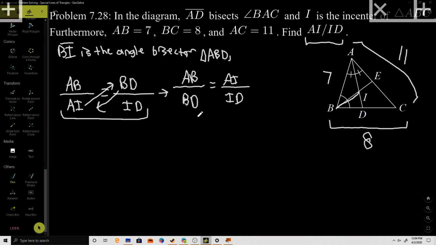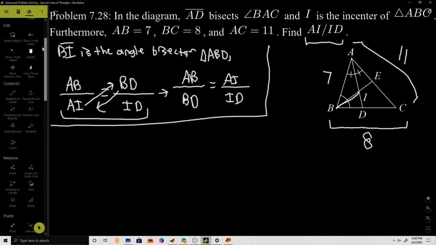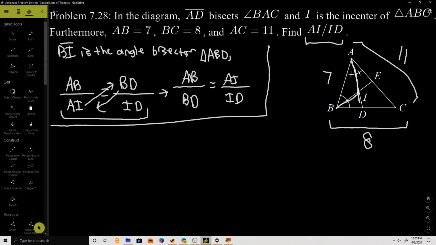But we get this ratio, which means that, well, I know what AB is. AB is 7. That's a measure I know. So now I have to find out what BD is. How can I find out what BD is? Well, if I think of the other angle bisector in my problem, the one at AD, it's bisecting the triangle ABC. So if that is true, then I can make another pair of ratios using the angle bisector theorem on the triangle ABC. So instead of using BI as my angle bisector, now I'm going to use AD as the angle bisector.